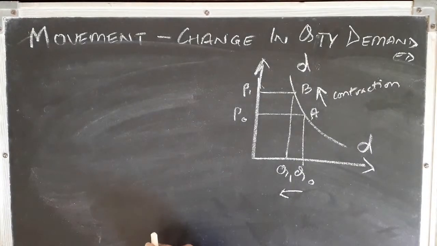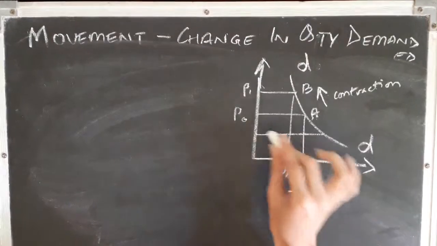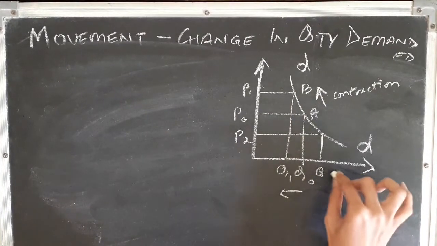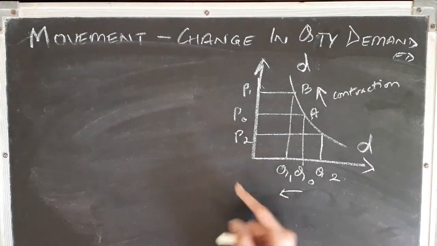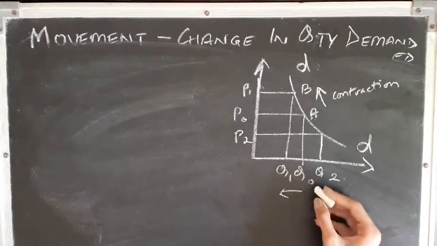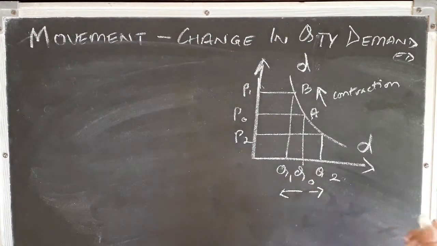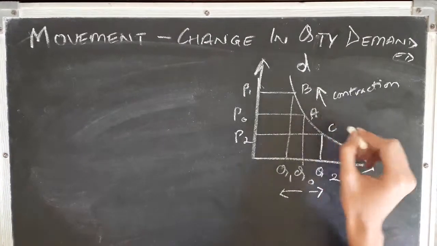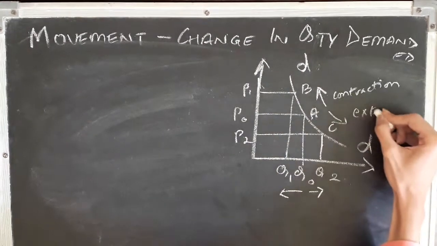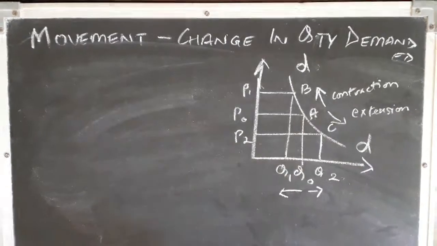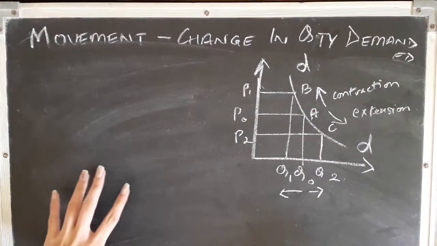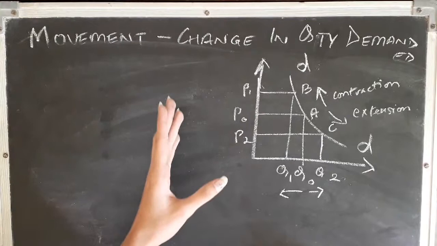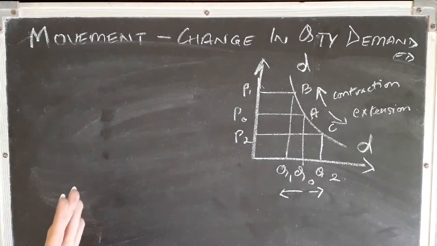Now suppose that the price of the commodity has fallen and it has reached P2, and similarly the quantity has increased and reached Q2. So we see that the price of the commodity has fallen, due to which quantity demanded has increased. So what is this? This movement from point A to point C, this is known as extension. Right? So we see that movement along the demand curve is of two types, extension and contraction.